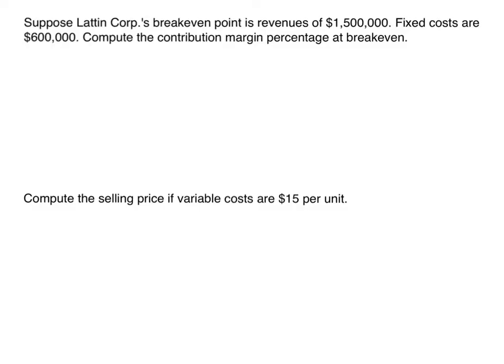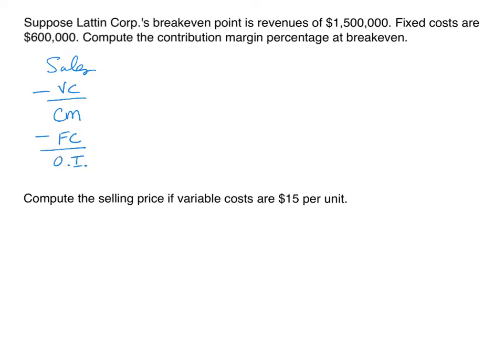So suppose Latin Corporation's break-even point in revenues is $1.5 million, and their fixed costs are $600,000. What we need to do is compute the contribution margin percentage at break-even. So the first thing we want to do is recall our contribution margin income statement. So we have sales minus our variable cost gives us contribution margin. From contribution margin, we'll subtract fixed cost, and that will give us our operating income.